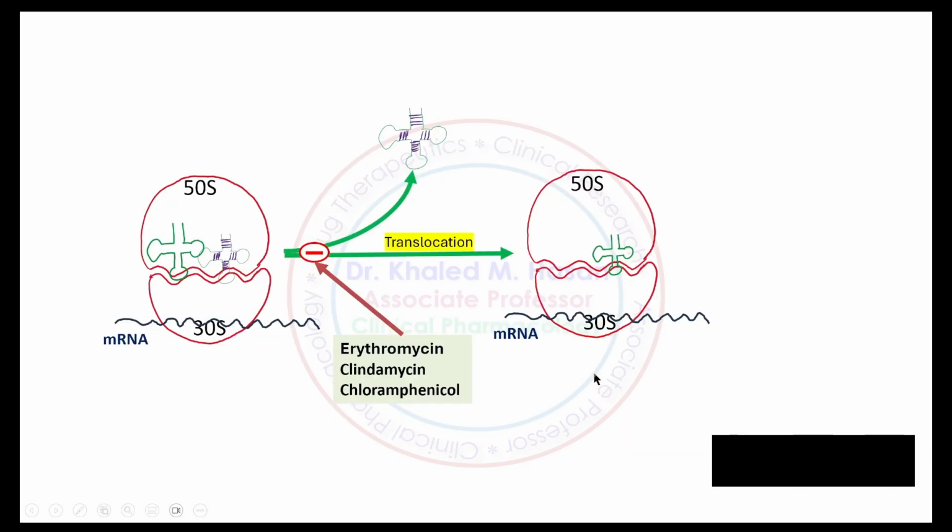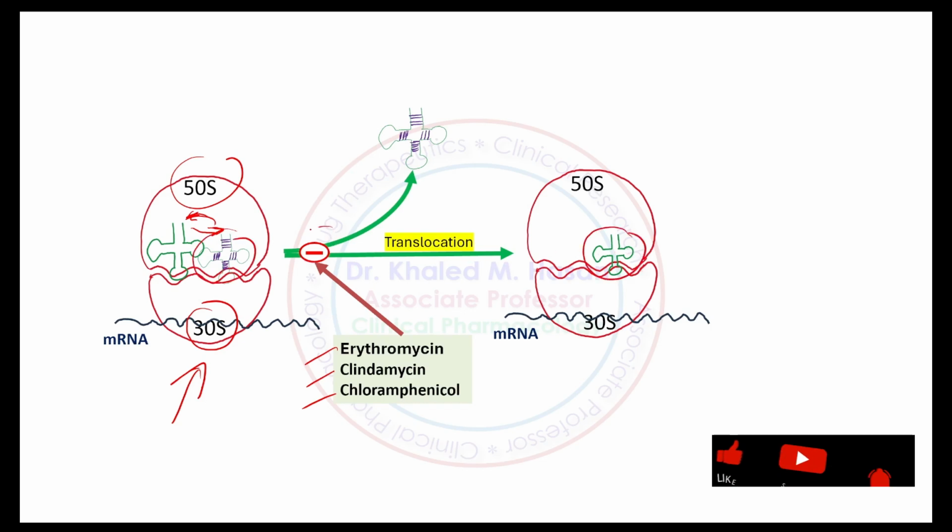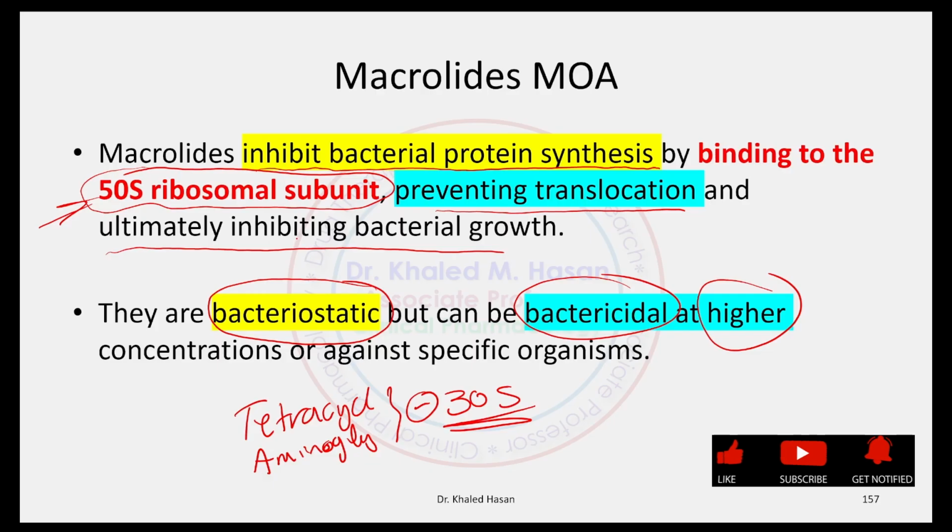As you can see here, this is the normal process for the ribosome. We have the 50S subunit and the 30S subunit. The ribosome tries to transfer its location between the two subunits, and our medications erythromycin, clindamycin, and chloramphenicol inhibit translocation of the ribosome, inhibiting the movement of the ribosome from one side to another. So the result will be prevention of translocation of the ribosome on the 50S subunit.